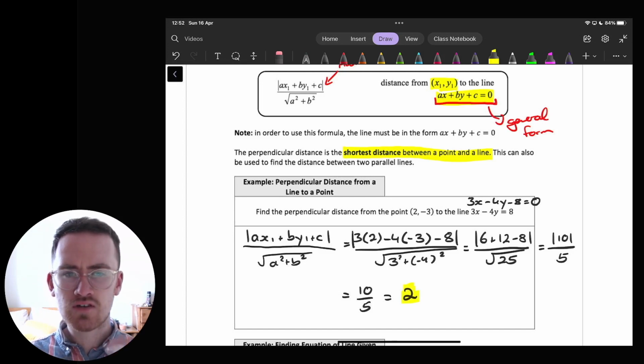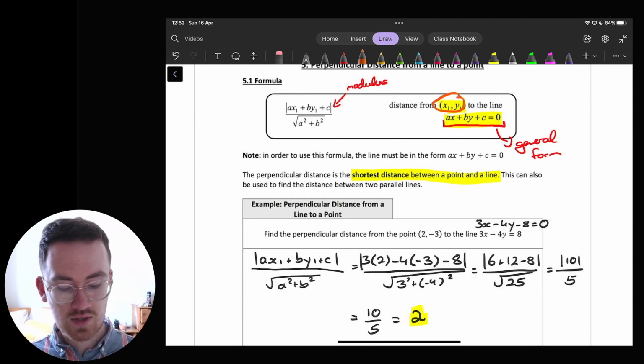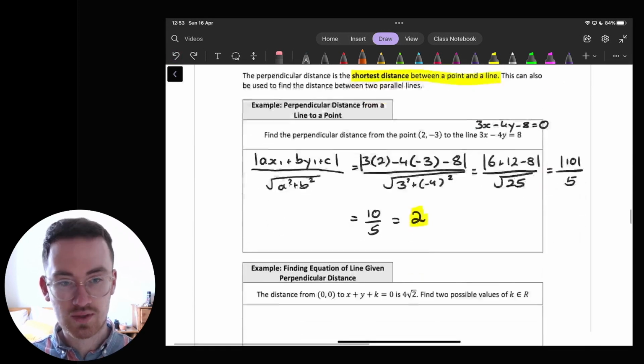So you can see it's just a matter of subbing everything into the formula correctly once you have it set up in that way. And the way the formula is written in your log tables is what we have here, so they will tell you that you need the point x1, y1, and that you need the line in this form. They give you that information for you to work with.